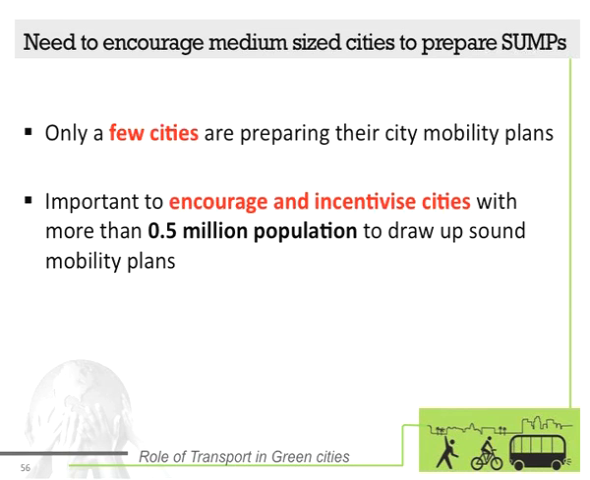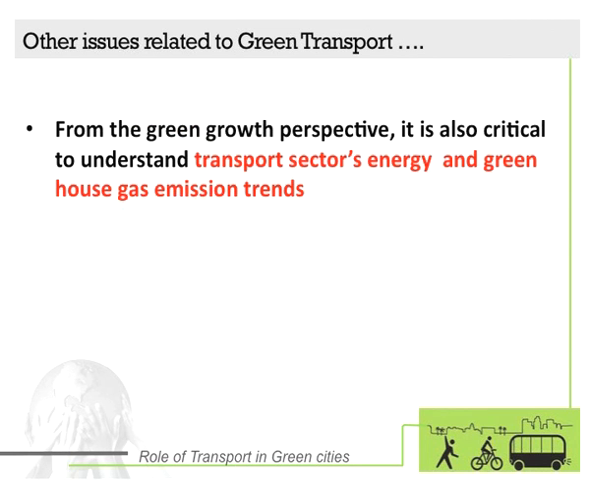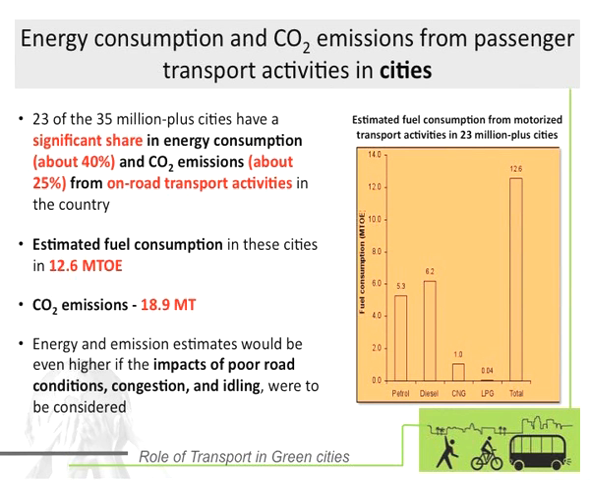So now that we have touched upon the planning issues, which are very specific to cities, we move on very quickly to other issues related to green transport. Because from the green group perspective, it is also critical to understand the transport sector's energy and greenhouse gas emission threats. We had done these kinds of calculations within TERI, and what we found is that the city transport systems contribute significantly to the share of energy consumption, about 40%, and CO2 emissions, about 25%, in the total onboard transport energy and CO2 emissions in the country. Which means that it's very important to look into just a few large agglomerations of population, which are these cities, in terms of addressing the issue of energy and GHGs.